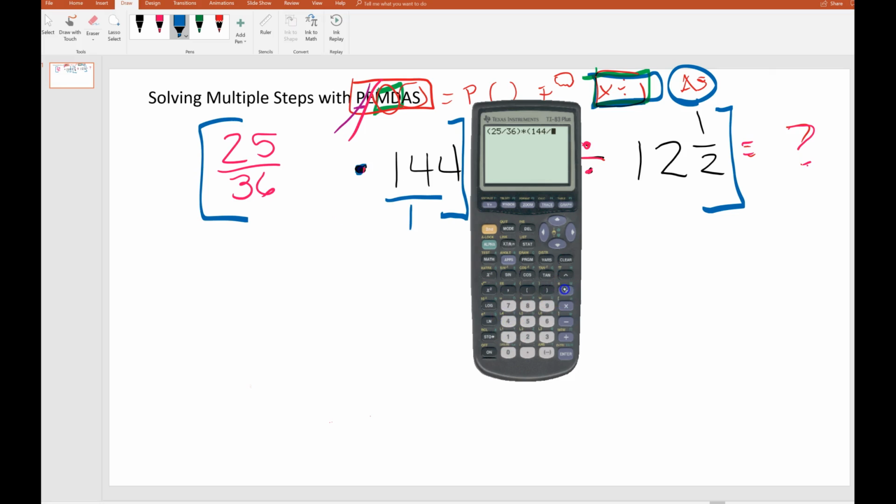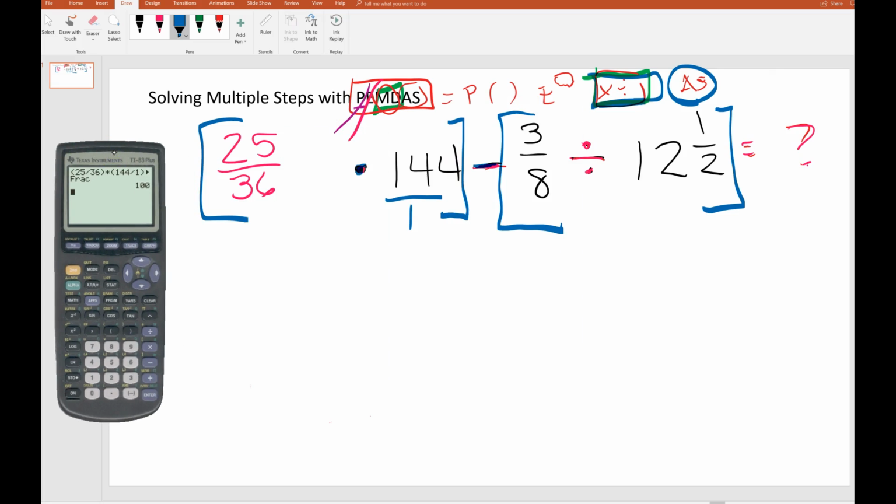144 divided by 1, which just equals 144. And then I go on my Texas Instruments 83, 84 calculator, whichever you have that works for you, and hit math and enter. I have 100. So all this, 25 times 144 over 36 times 1 equals the whole number 100.